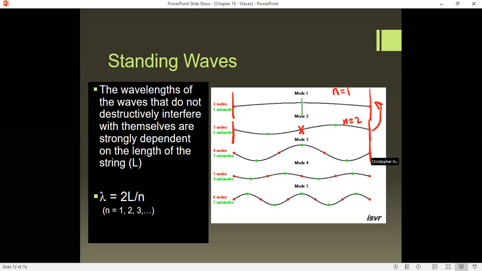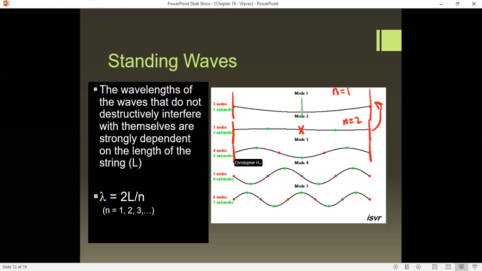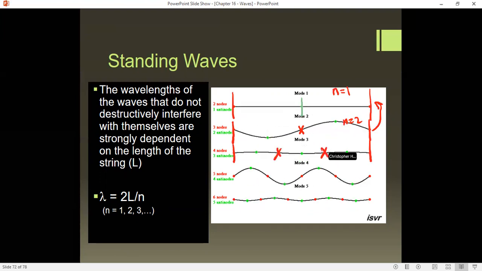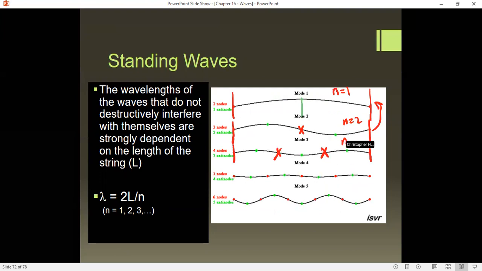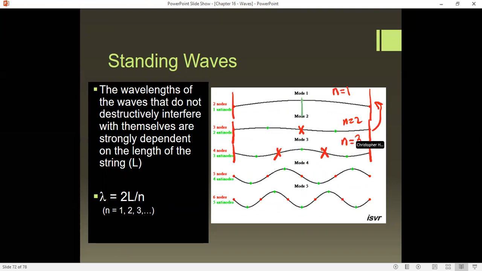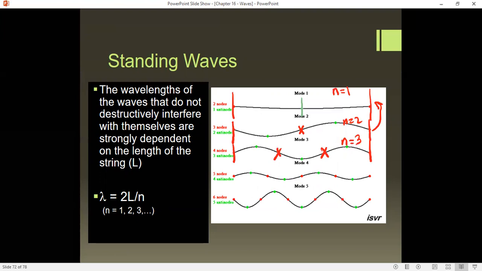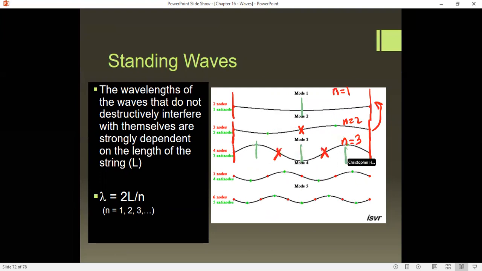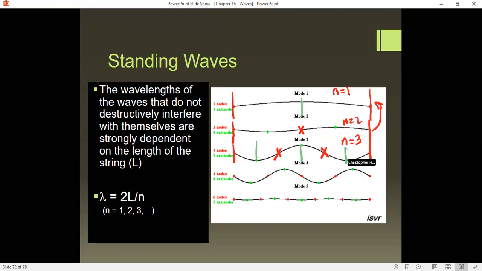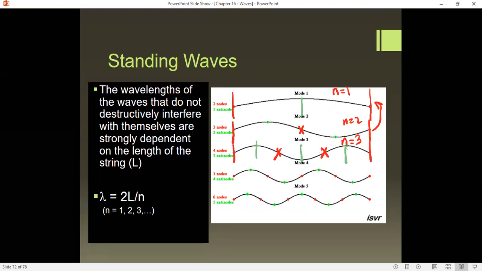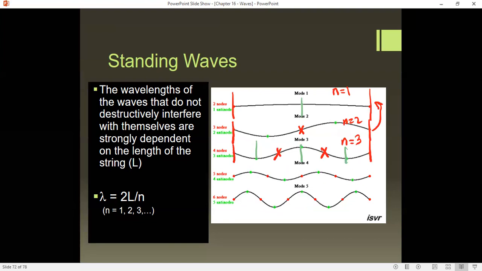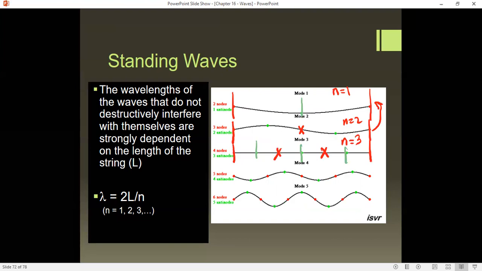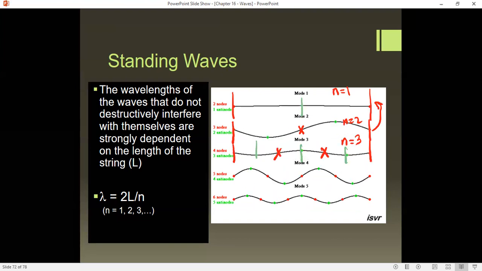Now I go to 3 times the frequency of the fundamental. I get a node here, I get a node here. Now I have 3 antinodes. One here, one here, one here. So the mode number tells you how many antinodes there are, or the number of antinodes tells you what mode number you are.